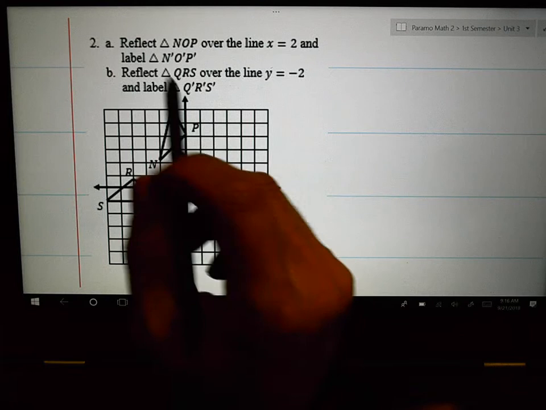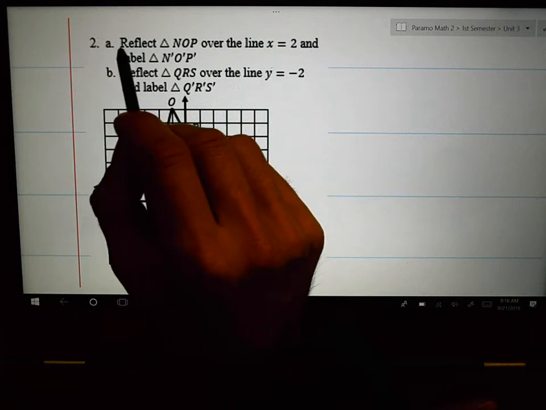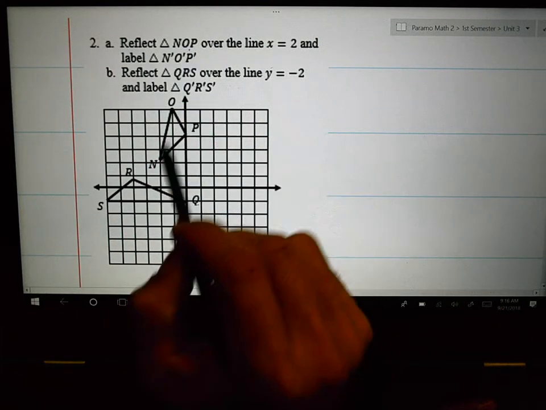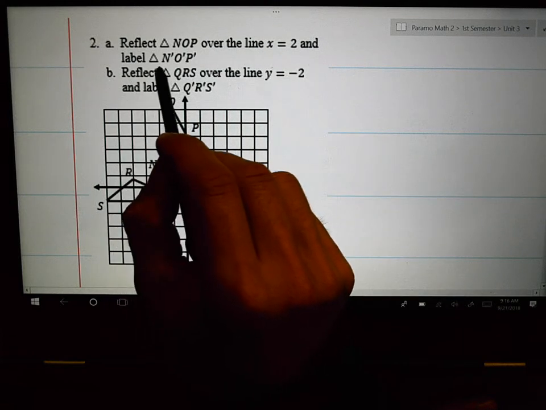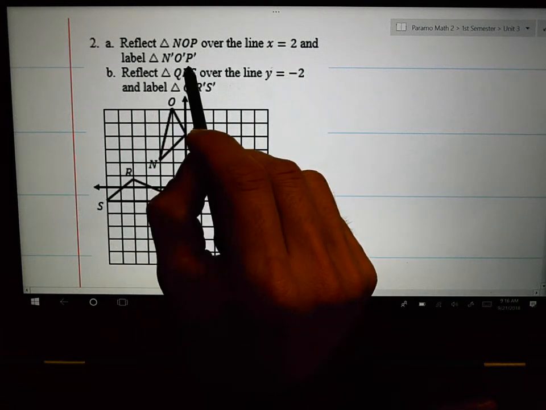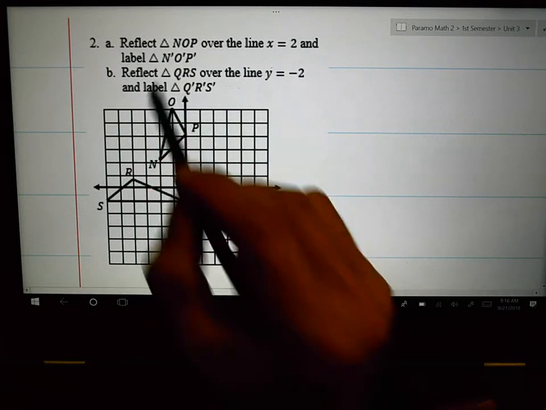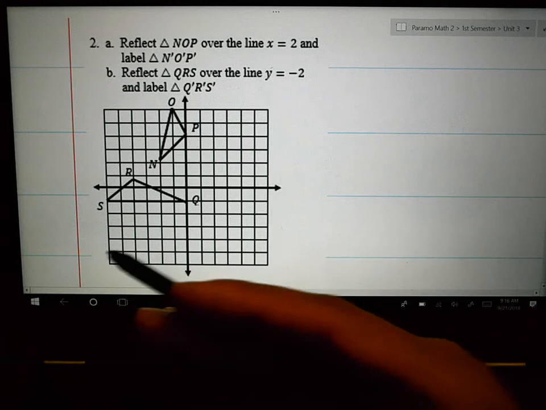First things first, I read my directions. Reflect triangle NOP, N, then O, then P, over the line x equals 2 and label it N prime, O prime, P prime. When they have apostrophes, I pronounce that as prime. Prime means it has been moved. It means it's the image.